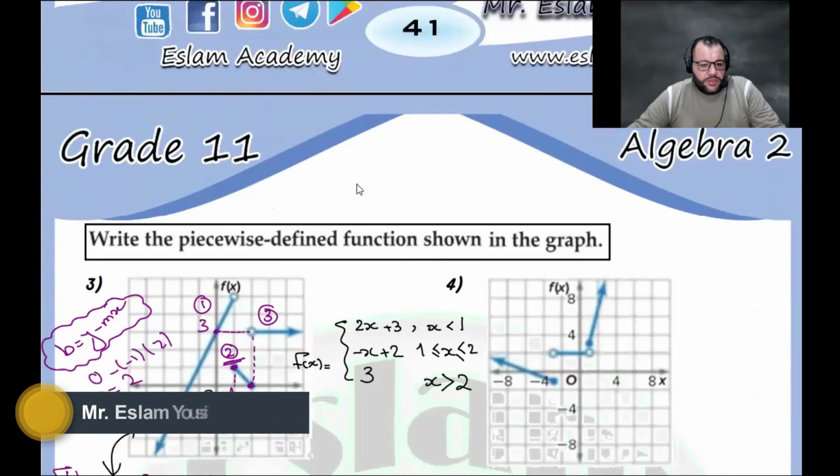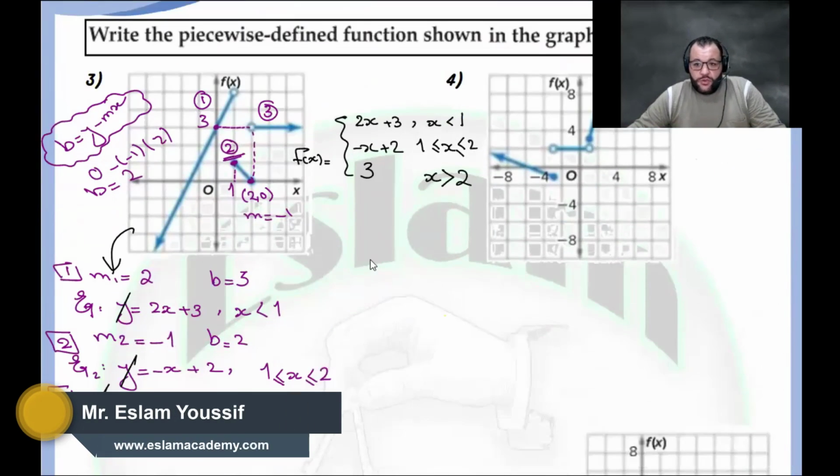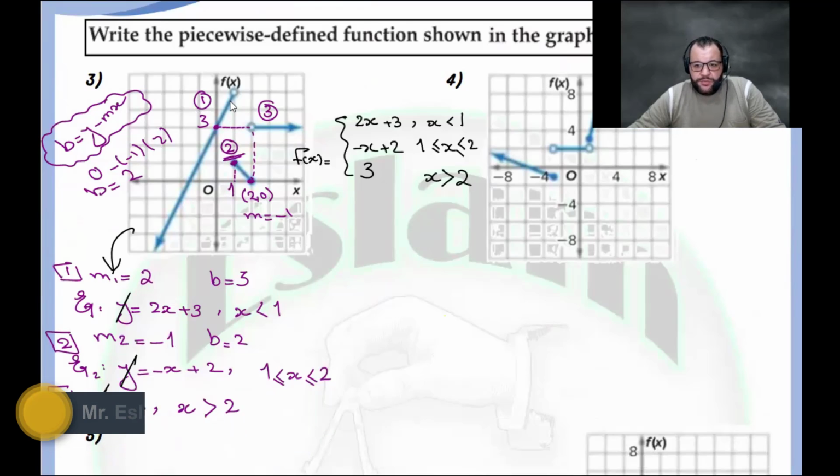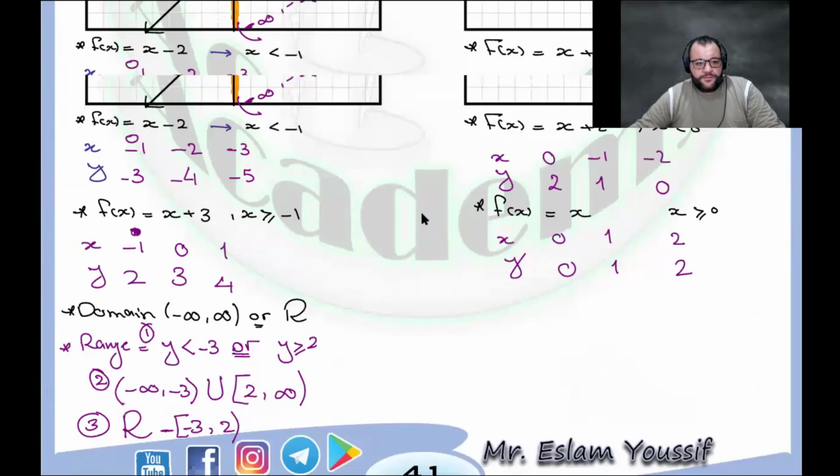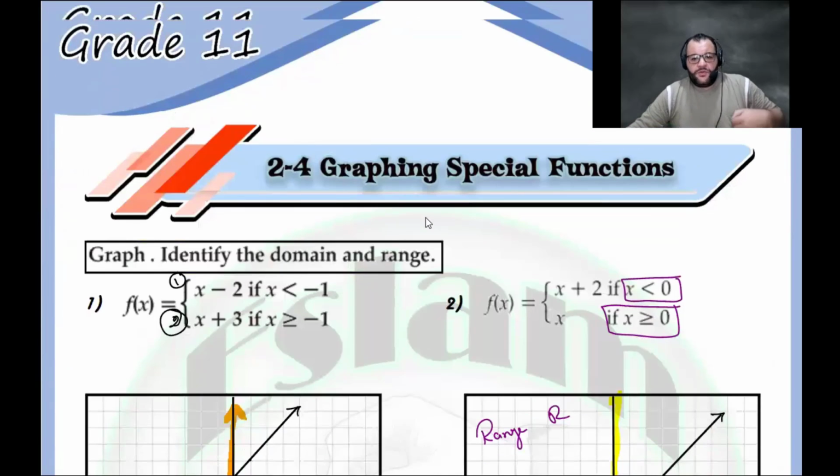So before we start, do you remember this one, how we can solve it, or do you need me to solve this one again? Yes, we remember. Does anyone need me to solve this one again? Question number 3. Could you solve it again, please? Habib. Yes, sir. Explain again. Okay.